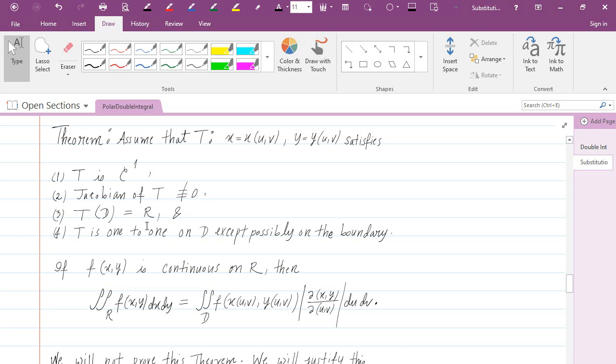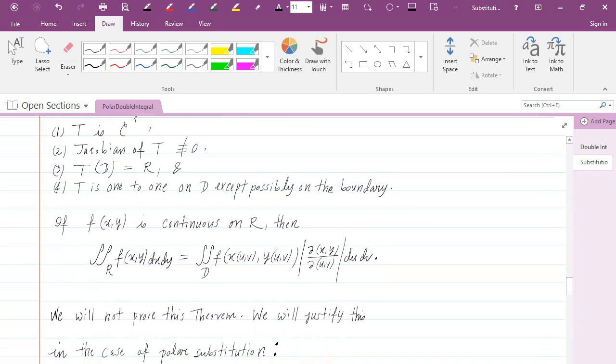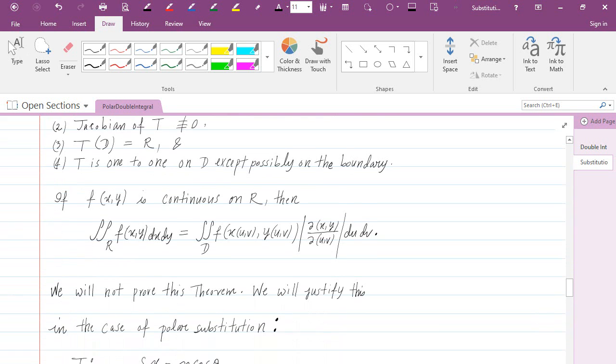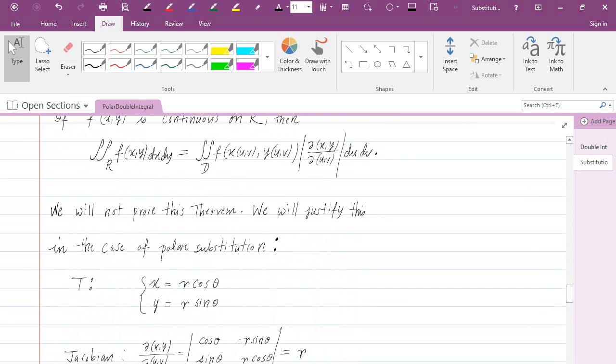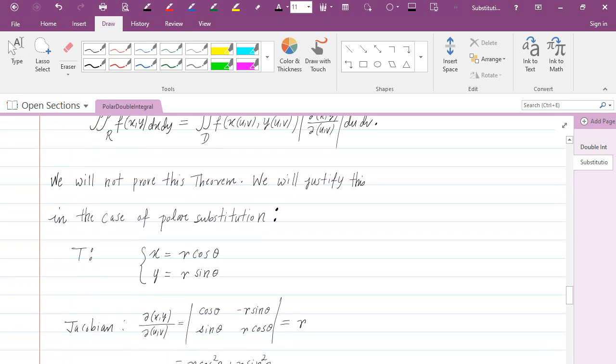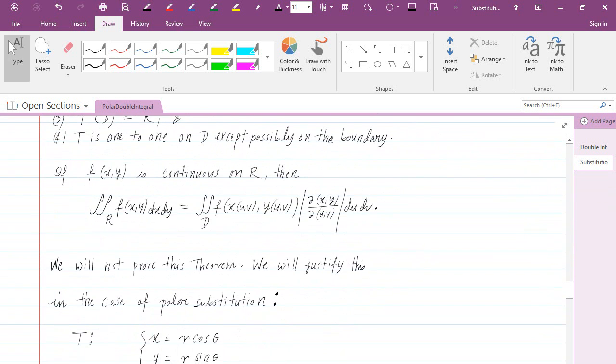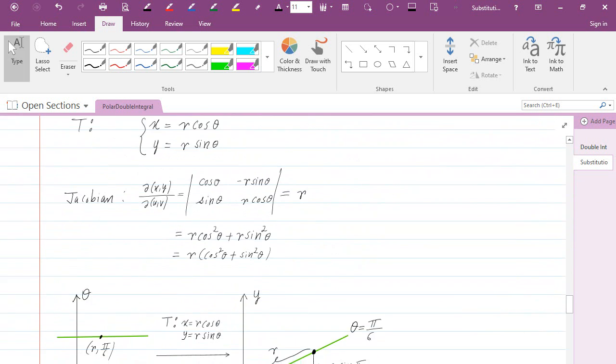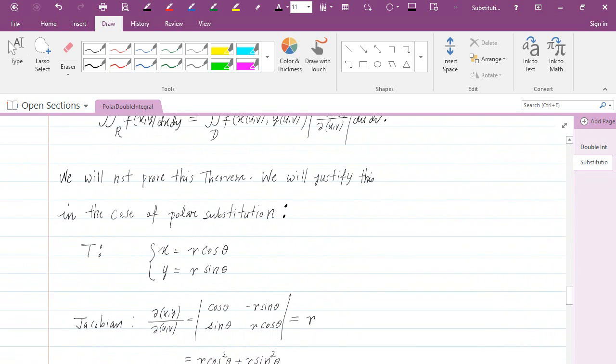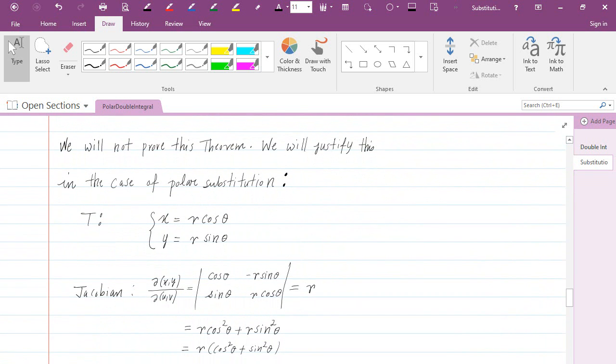Now, we're not going to prove this theorem because it is outside the scope of this course. We will, however, justify this in the case of one specific substitution in the next few videos, and that substitution is the polar substitution. And so we are going to focus on the polar substitution in the next video.